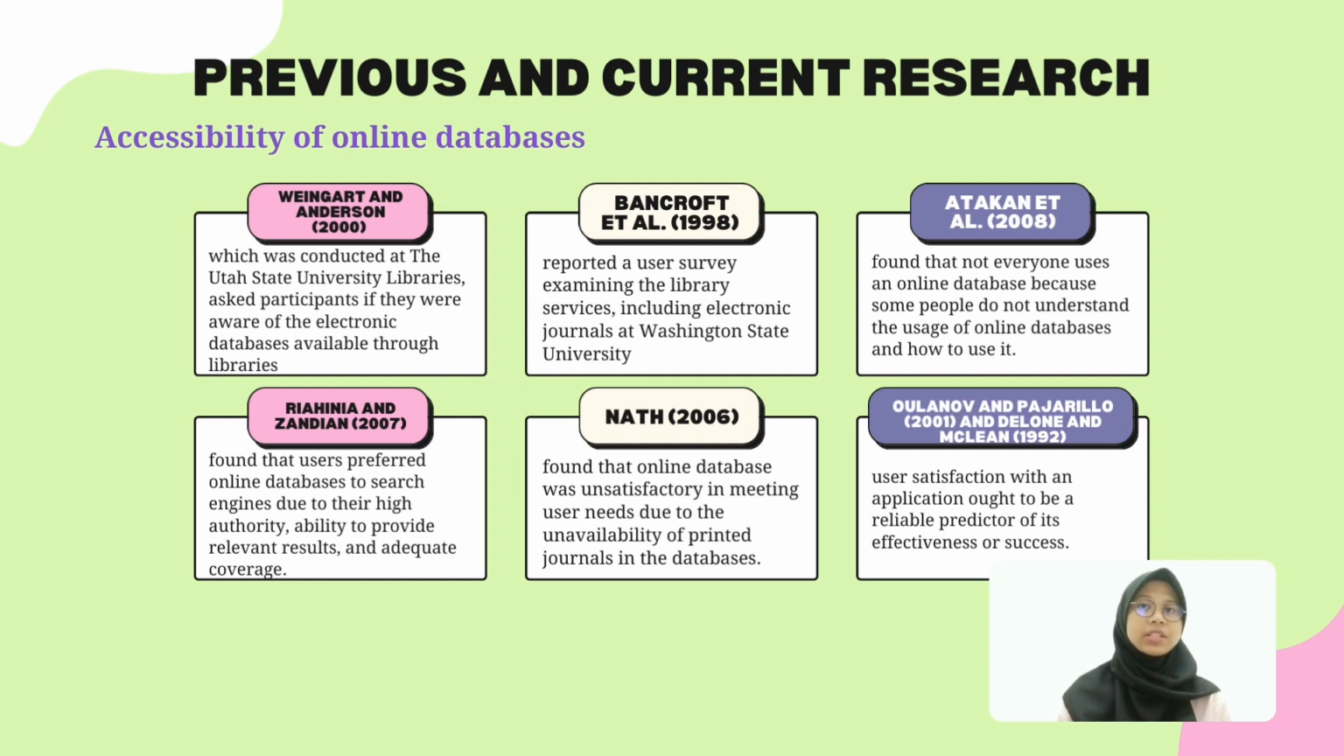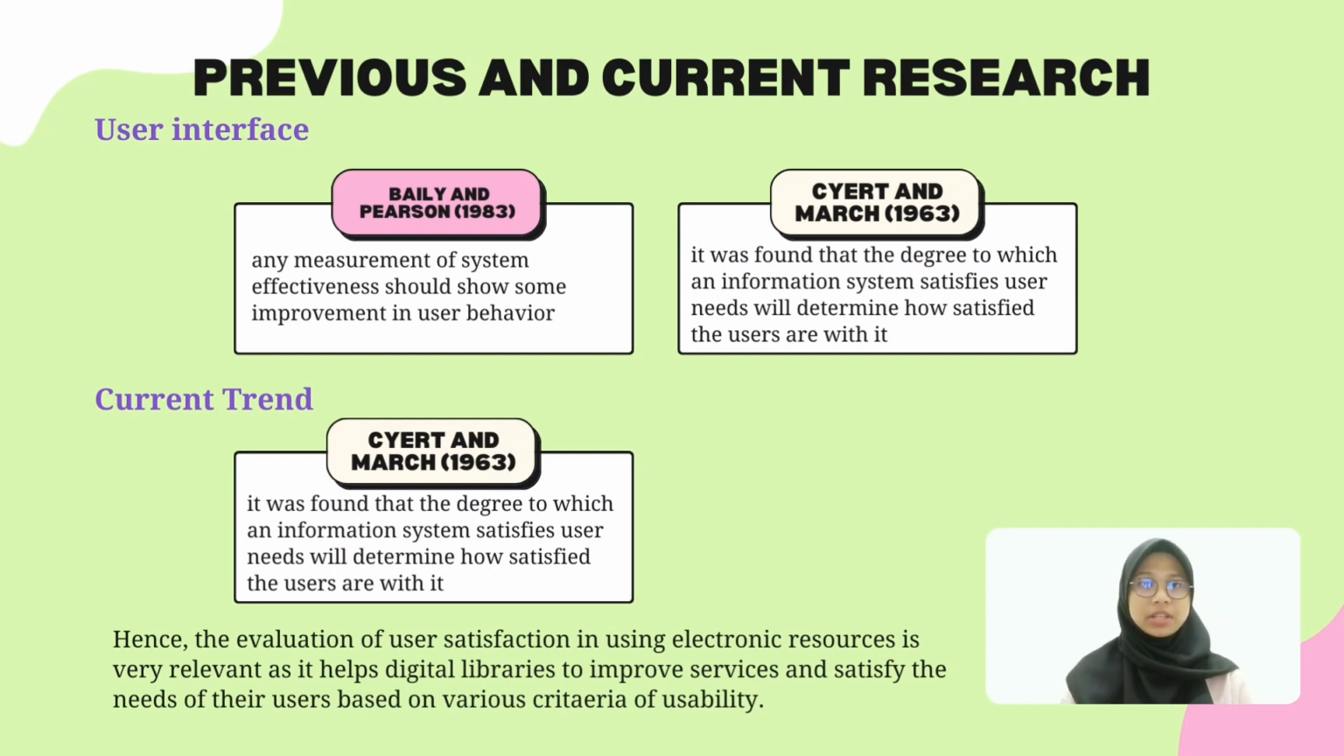So there must be a correlation between system interface and strong information quality in an information system for it to be regarded as a reliable and effective system. Next section is the user interface. As a result of the discussion that I have given, user satisfaction has become an essential measurement of system, online database usage or any information system.